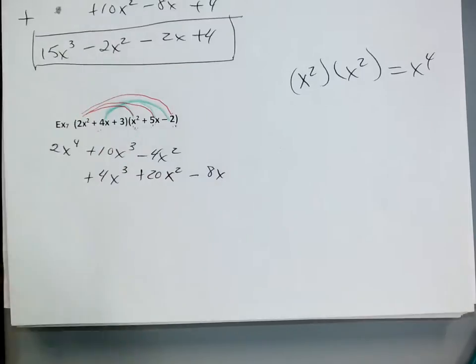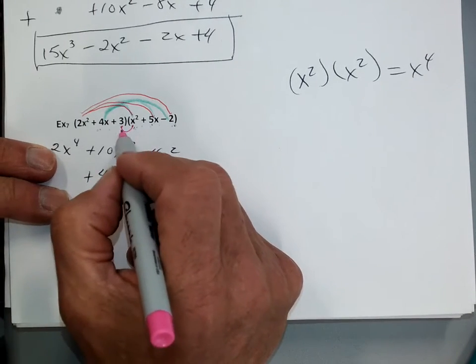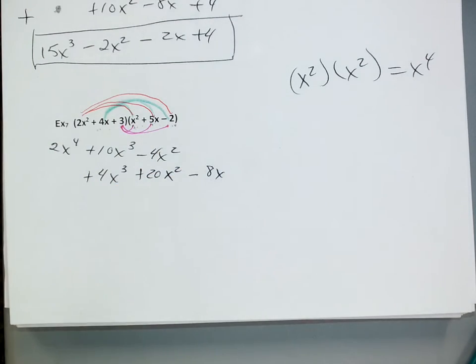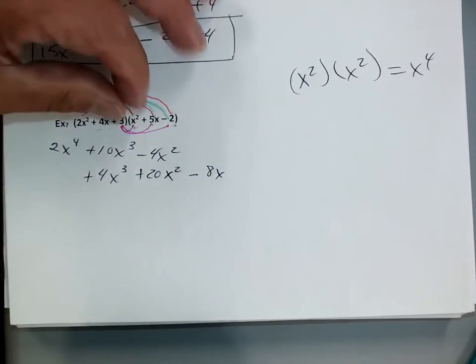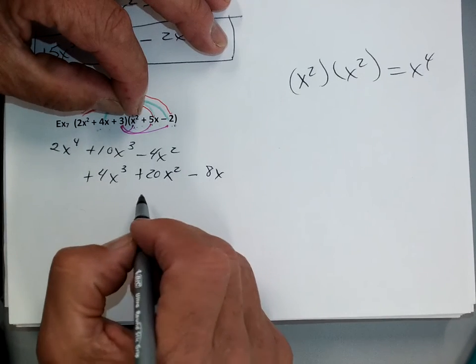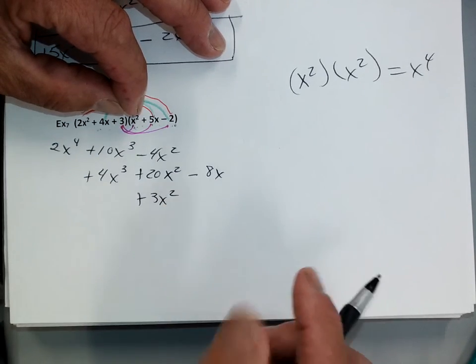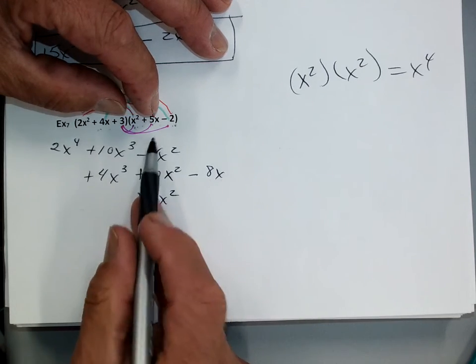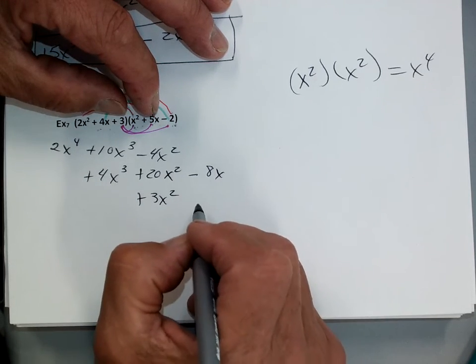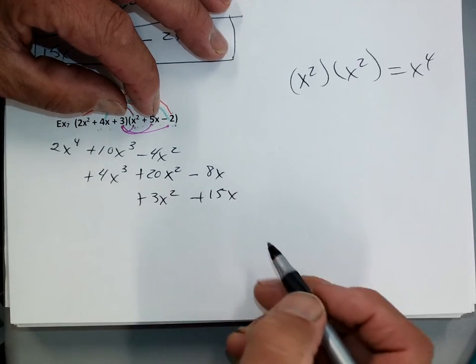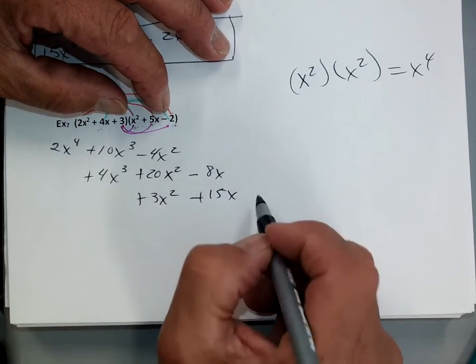All right, deep breath, almost there. So now, let's take the 3 times x squared, 3 times 5x, and 3 times negative 2. Let's multiply that out. Okay, so here we go. 3 times x squared is a positive 3x squared. Let's put it right there. Line them up, right? 3 times 5x makes a positive 15x. Put it there with the other x. Line them up. And then 3 times negative 2 is negative 6.